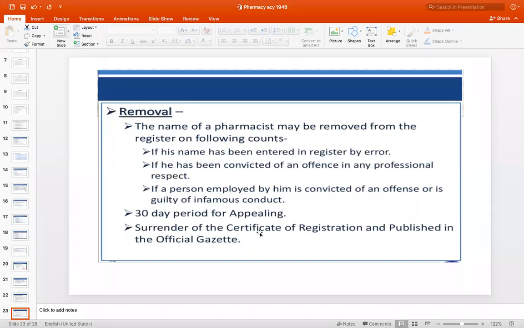If sometimes pharmacists conduct themselves illegally, or if they have committed any offense, then also their names can be removed. Or sometimes by error their name is entered in the register, then also it should be checked every year and kept updated. If a person employed by him is convicted of an offense or is guilty of infamous conduct, then there is a removal. 30-day period for appealing. Surrender of the certificate, registered and published in the official gazette.